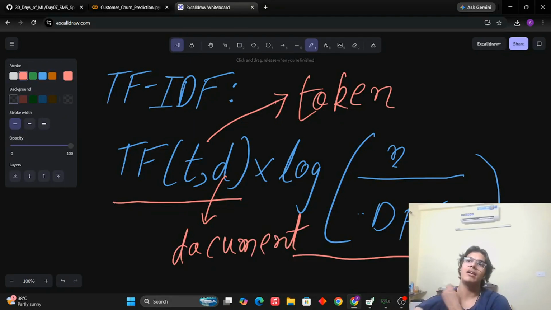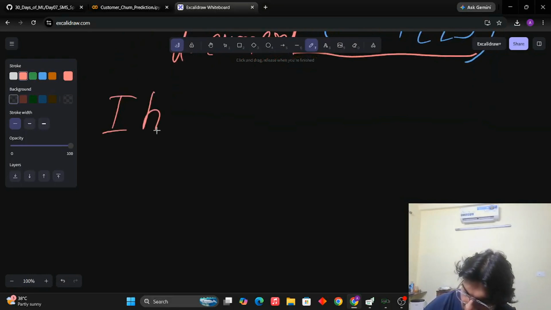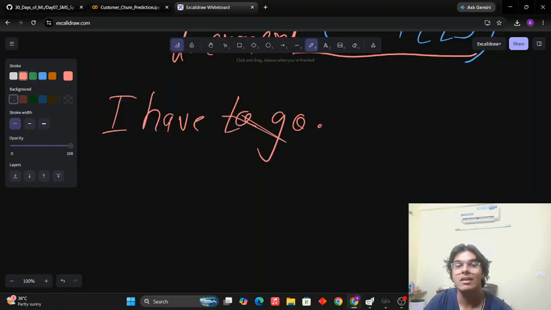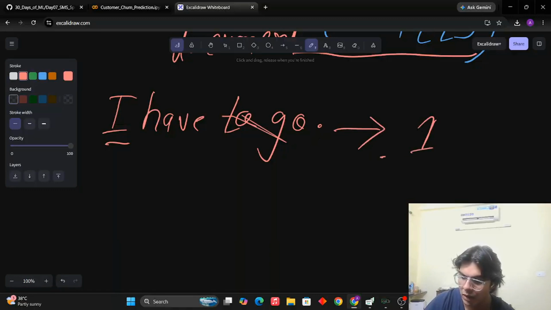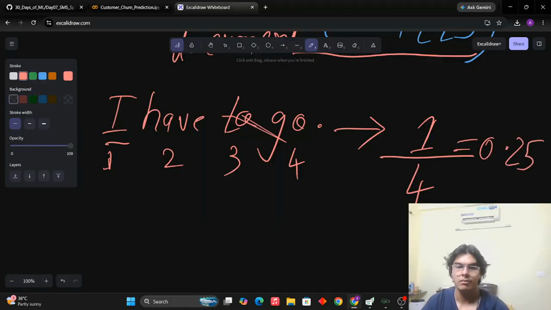So what is happening here is, let's say I write the sentence "I have to go" and I want to calculate the TF value for I. So how will I calculate it? I will take I. How many times is I appearing in this sentence? One. And what are the total tokens in the sentence? I have four tokens: one, two, three, and four. So the TF value is nothing but 1 upon 4, which is 0.25. Okay, simple. So the TF value is just like the probability.